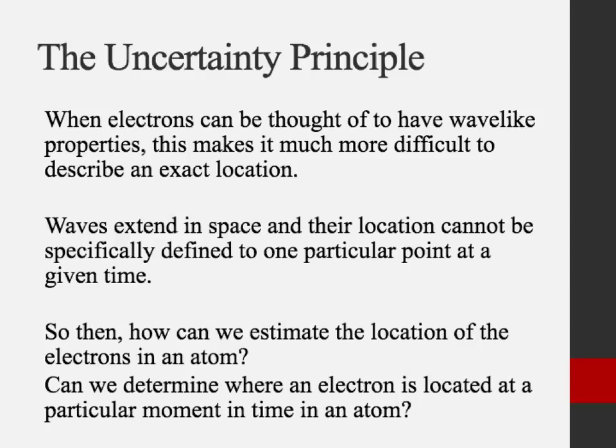When electrons can be thought of as having wave-like properties, this makes it much more difficult to describe an exact location. Waves extend in space, and their location cannot be specifically defined to one particular point at a given time. So, how can we estimate the location of electrons in an atom? Can we determine where an electron is located at a particular moment in time in an atom? It's a very good question, with a very good answer. That brings us to the uncertainty principle.